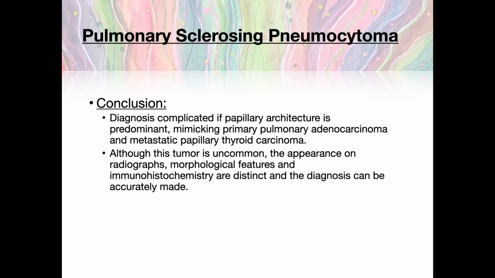So in conclusion, the diagnosis can be complicated if the papillary architecture is predominant, mimicking primary pulmonary adenocarcinoma and metastatic papillary thyroid carcinoma. Although this tumor is uncommon, the appearance on radiographs, morphological features, and immunohistochemistry are distinct, and the diagnosis can be accurately made.